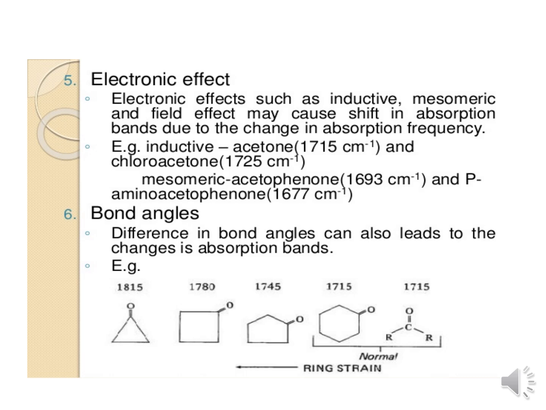And the next factor is bond angle. A difference in bond angle can also lead to changes in absorption bands. So these are the examples. The first example is cyclopropanone. It gives 1815 centimeter inverse, and the second one is cyclobutanone. It gives 1780. So the bond angle is decreased. Okay.